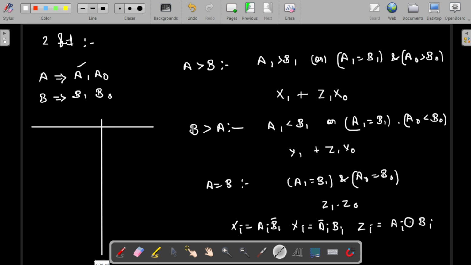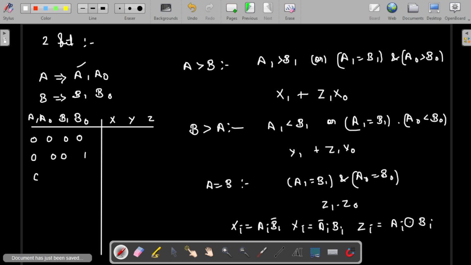Here we have to take 4 bits into account, so I am using 4 bits: A1 A0 B1 B0, with outputs Y, Z, X. The rows are 0000, 0001, 0010, and so on. Like that we need to write it, and I am leaving this to you. I am writing the last 2-3 rows: 1100, then 1111. I am just taking some random ones.